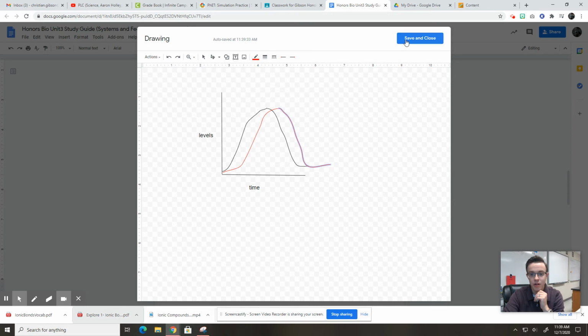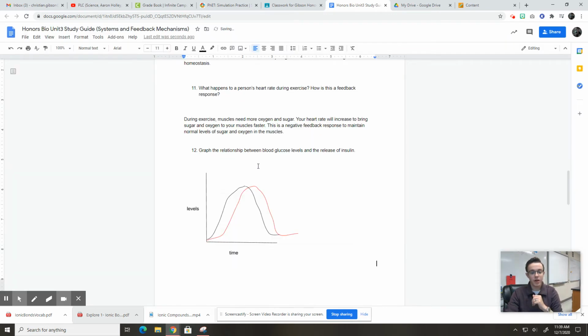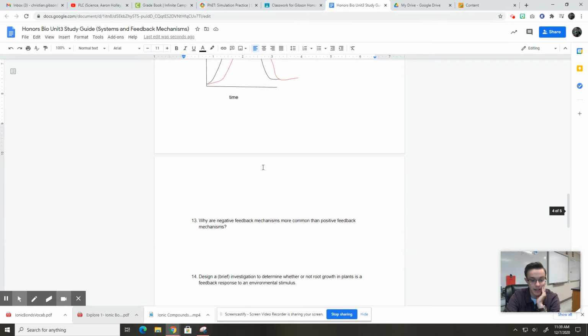Okay, so there we go. There's our graph. As glucose goes up, insulin goes up. As glucose goes back down, then insulin will eventually go back down. So that is the graphed relationship between glucose levels and insulin levels in the body.